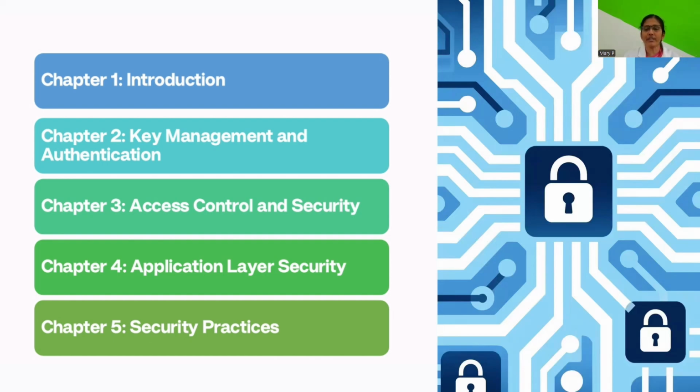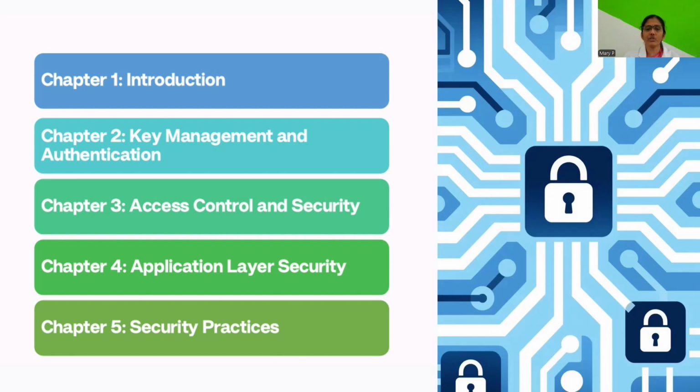Chapter 2 is key management and authentication. The main objective of this chapter is to learn the key management techniques and authentication approaches. At the end of the chapter, you are able to describe key management mechanisms and evaluate remote user authentication using symmetric and asymmetric encryption.